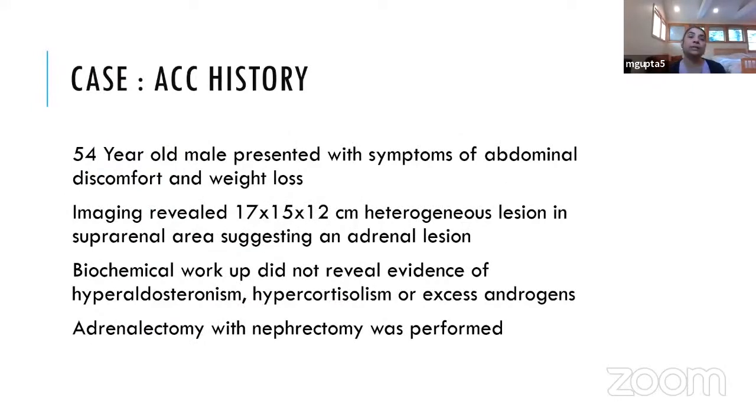Now, moving on to the next case, which is a case of a 54-year-old male who presented with symptoms of abdominal discomfort and weight loss. The imaging revealed a 17 by 15 by 12 centimeter heterogeneous lesion in the suprarenal area, suggesting an adrenal origin. Biochemical workup did not reveal any evidence of hyperaldosteronism, hypercortisolism, or excess of androgen. So in brief, we can say that it was a non-functional lesion. Adrenalectomy with nephrectomy was performed for this patient because the lesion was big and was causing mass effect.